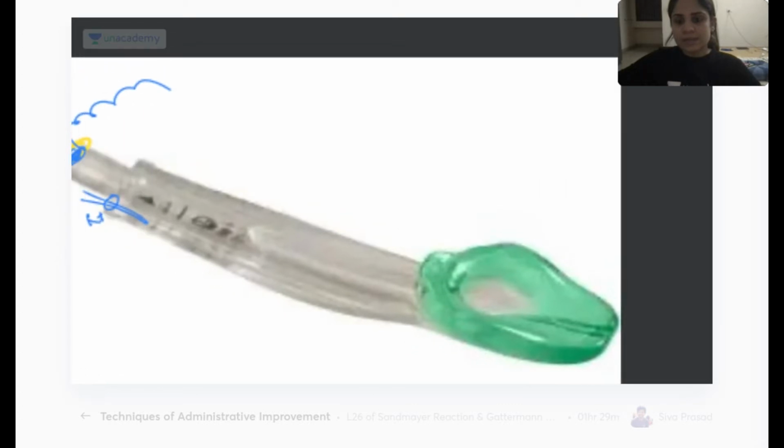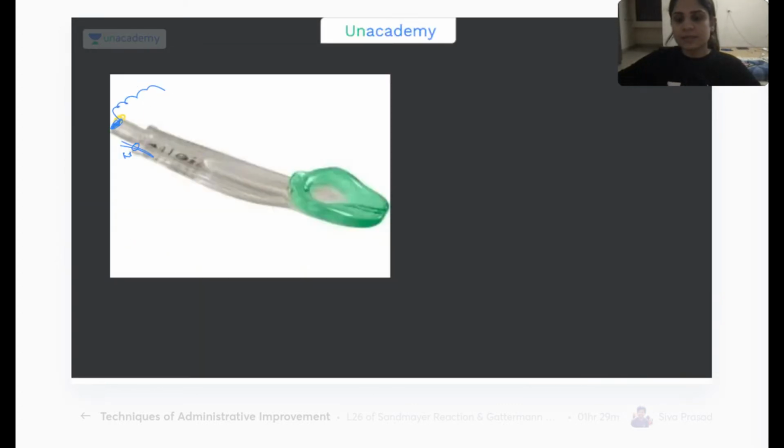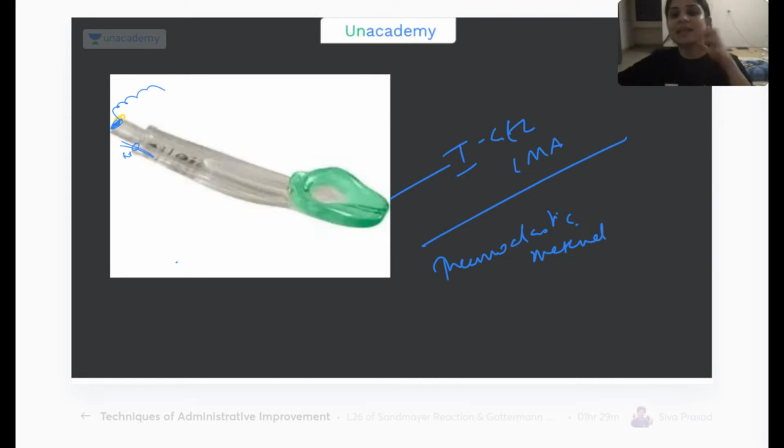Now, what is absent in this LMA, which is usually present in all the LMAs? Usually we will be having a pilot inflation line and a cuff balloon over here. That is absent here because the cuff in this i-gel LMA is made up of a thermoelastic material. Once you put the LMA inside, it will take the heat of the larynx and expand. So the LMA reaches the vocal cords, takes the heat of the larynx, expands and forms a seal with the vocal cords. That is why it does not require a cuff.